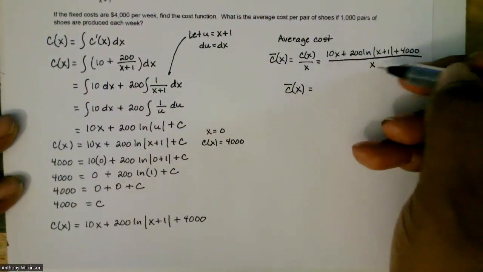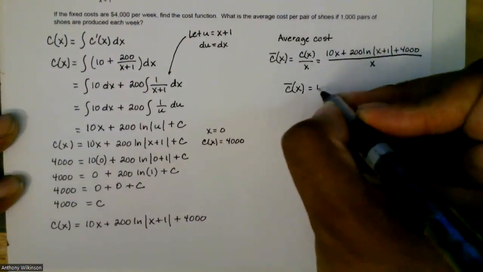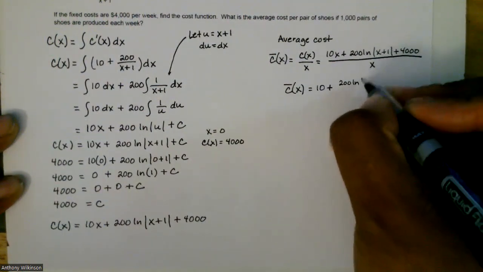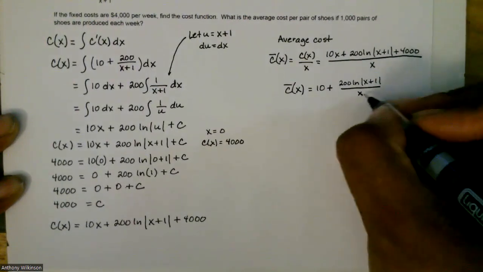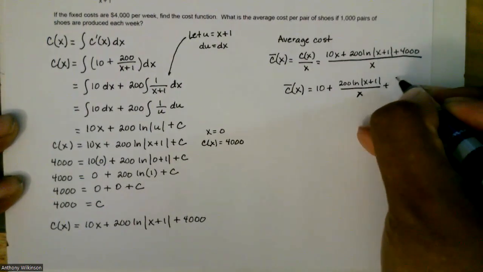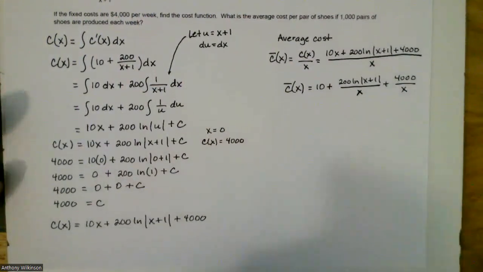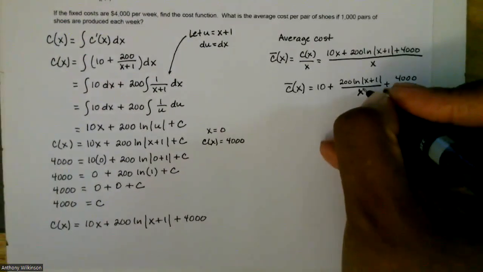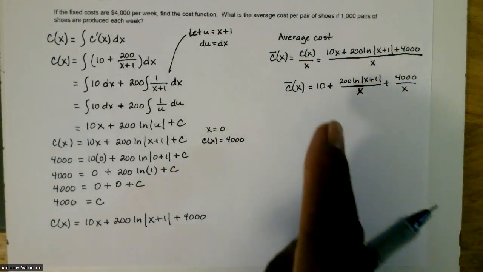Each term in the numerator will be divided by x. So if I do 10x divided by x, I'll be left with a 10 plus that 200 ln of the absolute value of x plus 1 will be divided by x. And then plus that 4,000 will also be divided by x. Okay. So now, that will be your average cost function.